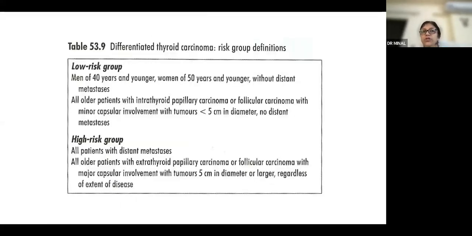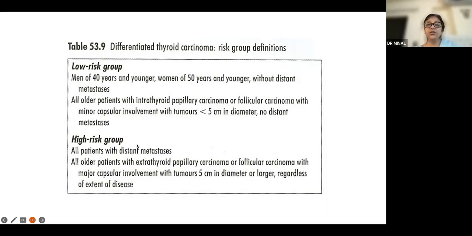Now, what about the low risk groups and the high risk groups? How do we say that this patient falls under the low risk group or the high risk group? So usually the younger population, that is men under 40 and women under 50, coming to you without metastasis, age itself puts them in a low risk group. If the patient has no METs and the age is a little more, so older patients, but the mass is confined within the gland, so intrathyroidal papillary carcinoma or follicular carcinoma with minor capsular involvement and the size is less than 5 with no METs. METs should not be there. So that becomes a low risk group.